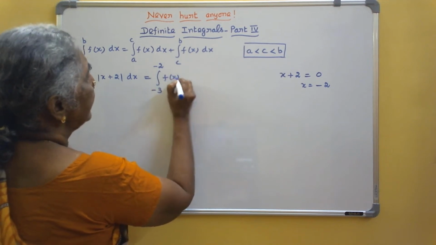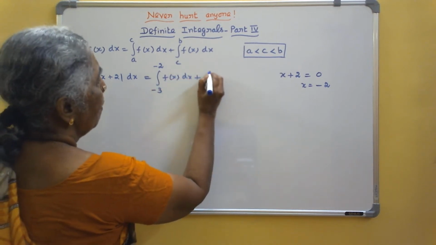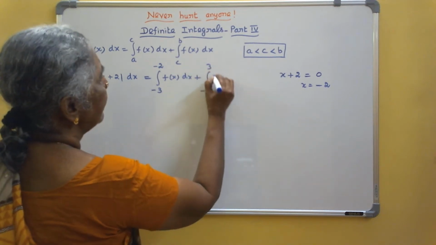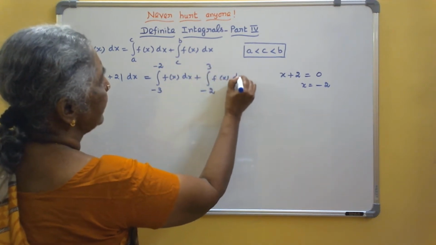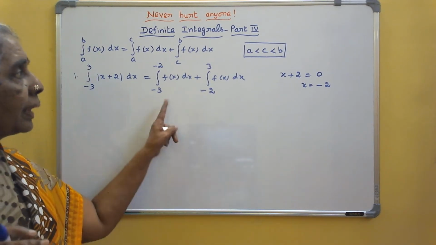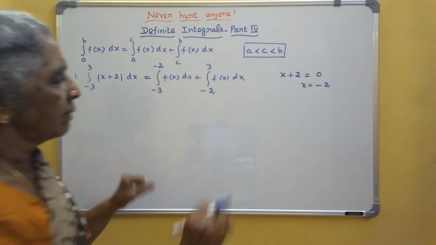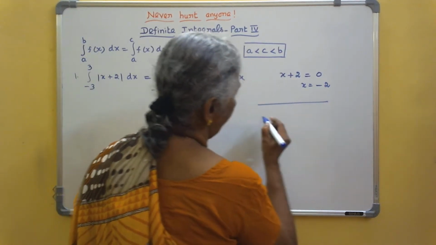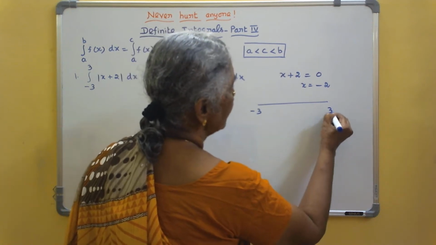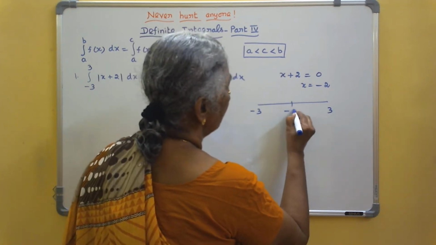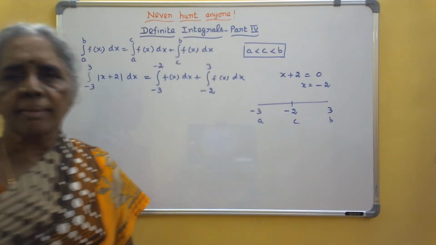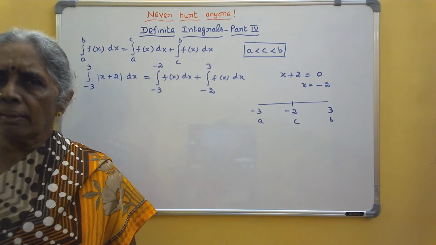f of x dx, I will come to this later, plus integral minus 2 to b is 3 f of x dx. The f of x is going to differ for both these. Now I will come to that. Now you just draw a number line. Write your a here, which is minus 3, your b is plus 3, and you have got a minus 2. This is a, this is c, this is b. The c lies between a and b, right?